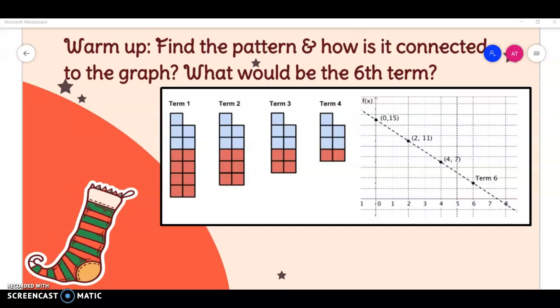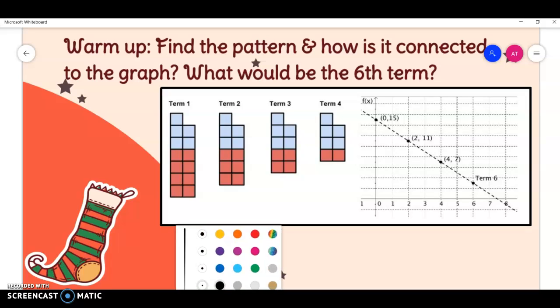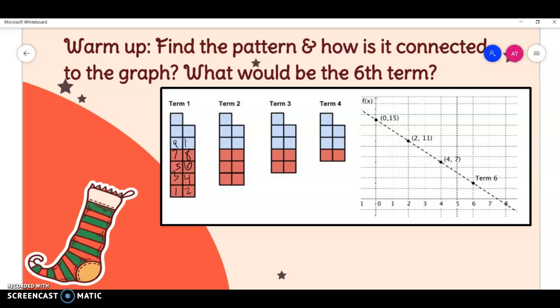Now that you've paused the video, we're going to look at the pattern. We're going to count how many blocks there are. I have 1, 2, 3, 4, 5, 6, 7, 8, 9, 10, 11, 12, and 13. So at term 1, I have 13. For term 2, I have 11. For term 3, you should have gotten 9. I'm sorry, 2, 4, 6, 7.